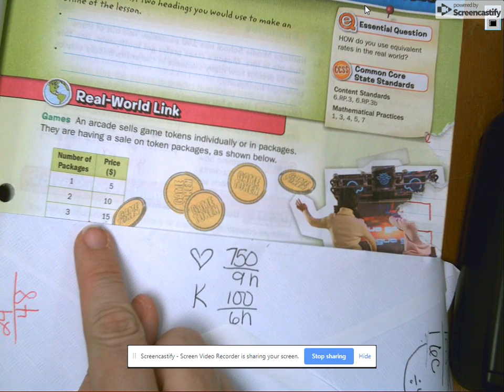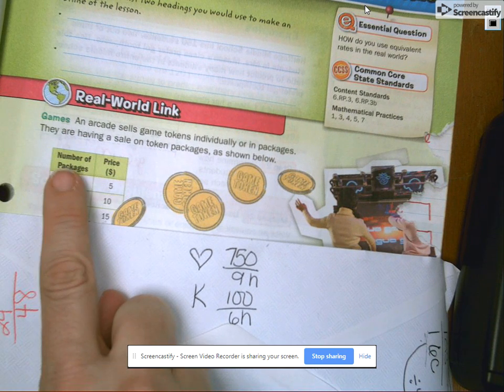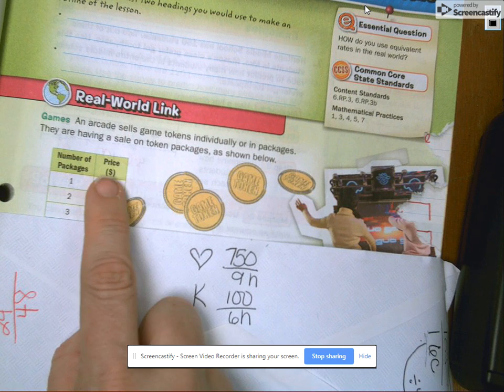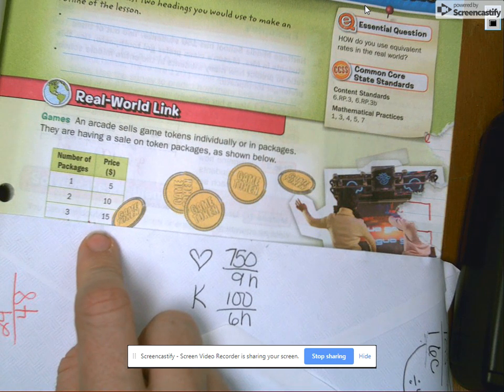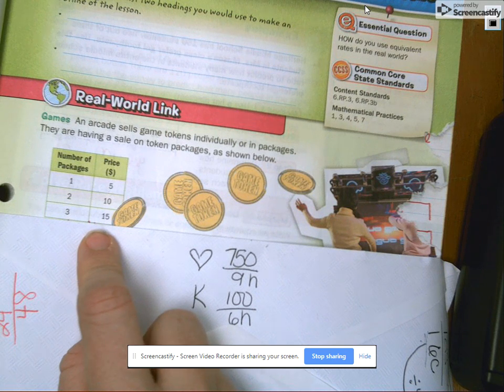The first thing I want you to do is talk with your team members and see if you can figure out how each side is going up. So the number of packages, how is it going up each time? And then the price, how is the pricing increasing each time over on the right-hand side? Pause the video now to have that discussion with your team, please.